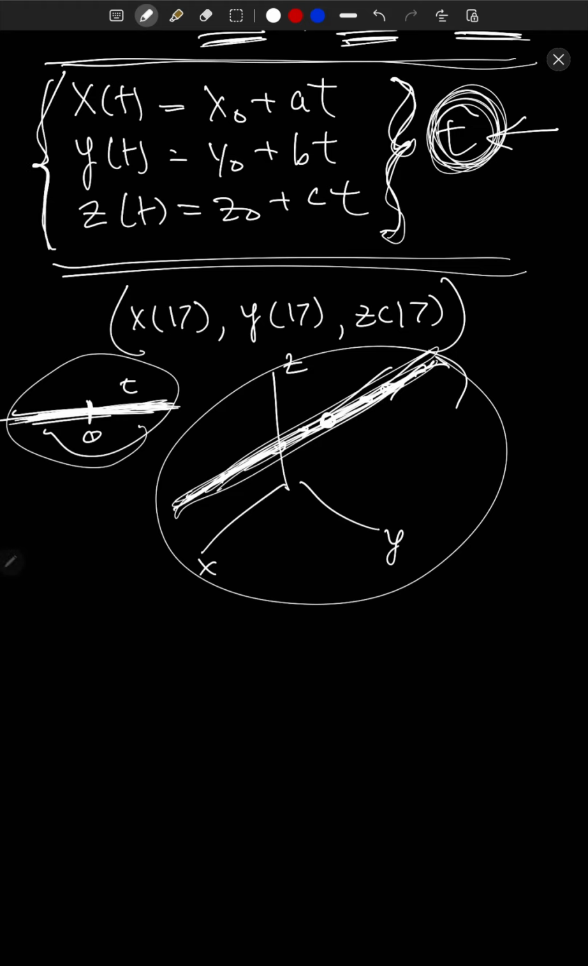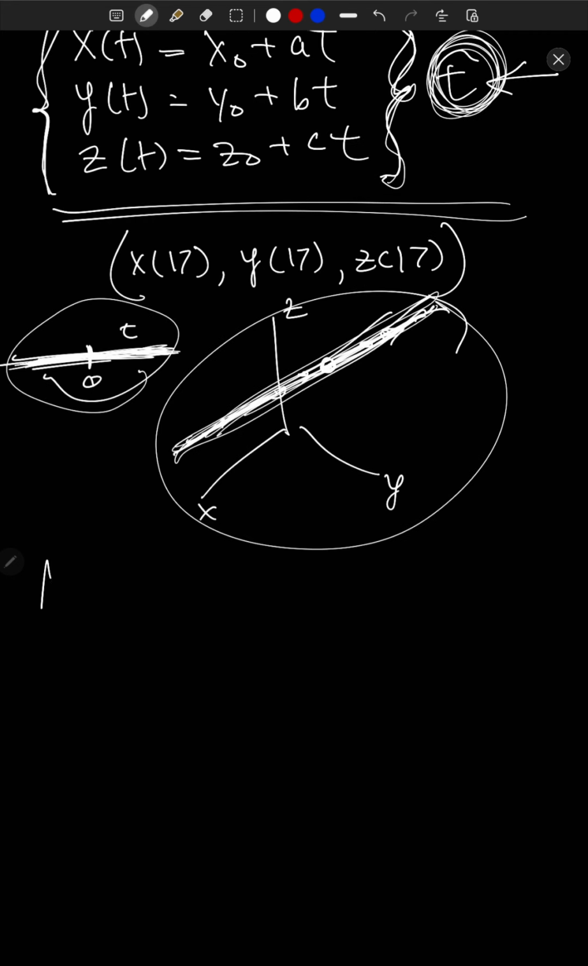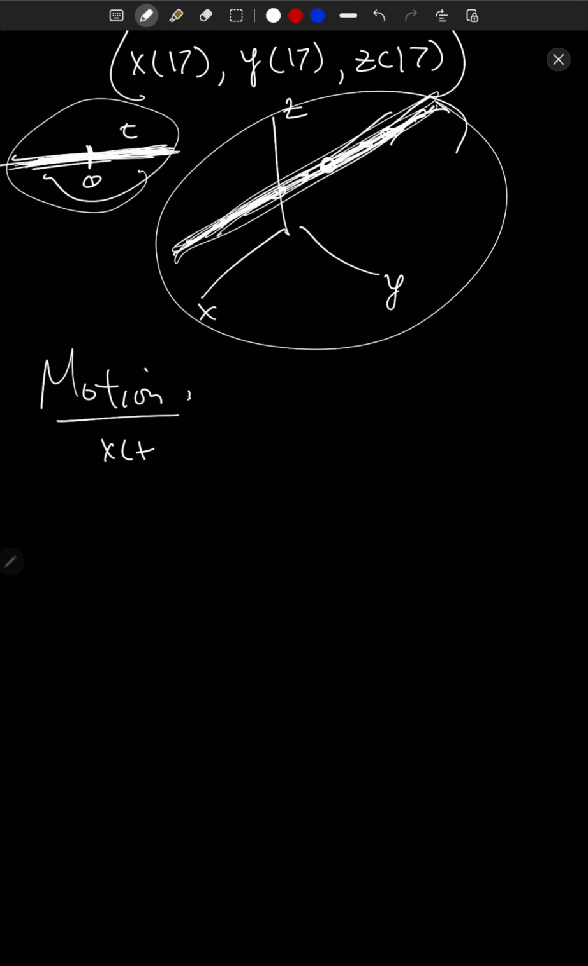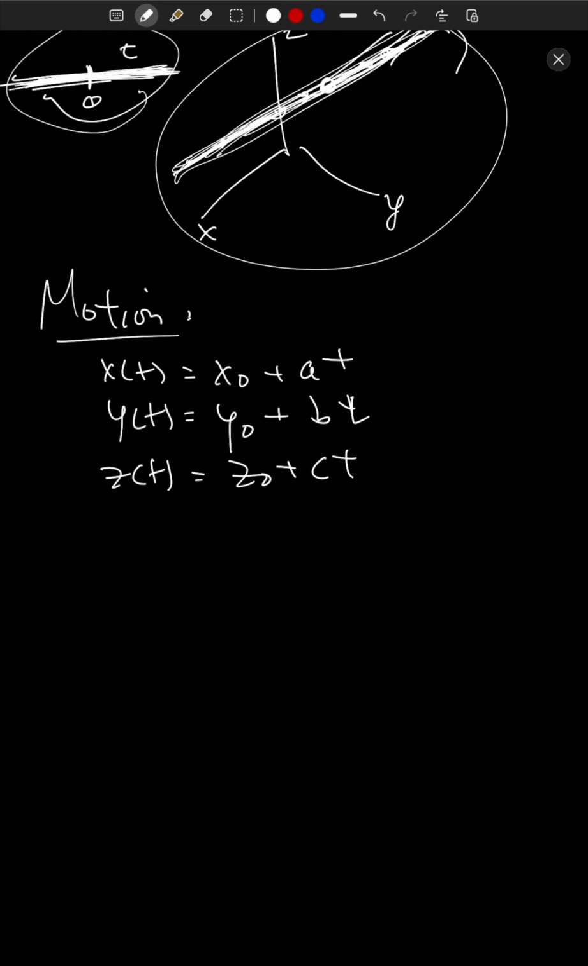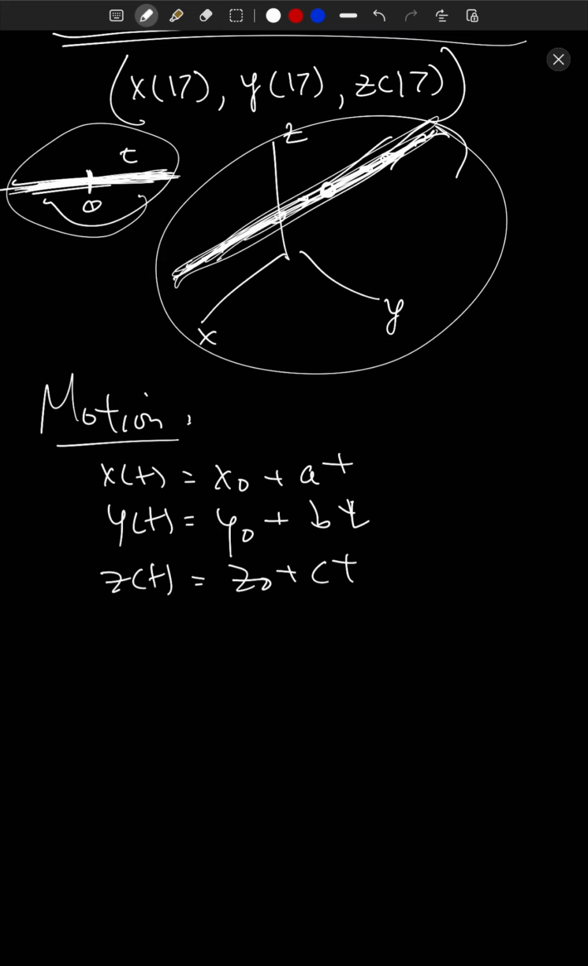Okay, another point of view you can take when you think about these equations is motion. So the equations that we just described, let me actually write it again. x of t equals x naught plus at, y of t equals y naught plus bt, and z of t is equal to z naught plus ct. You can think of this as describing motion along a line in space. So kind of real life 3D motion. So maybe the motion of an airplane. So an airplane is here and it's flying in that direction towards here.